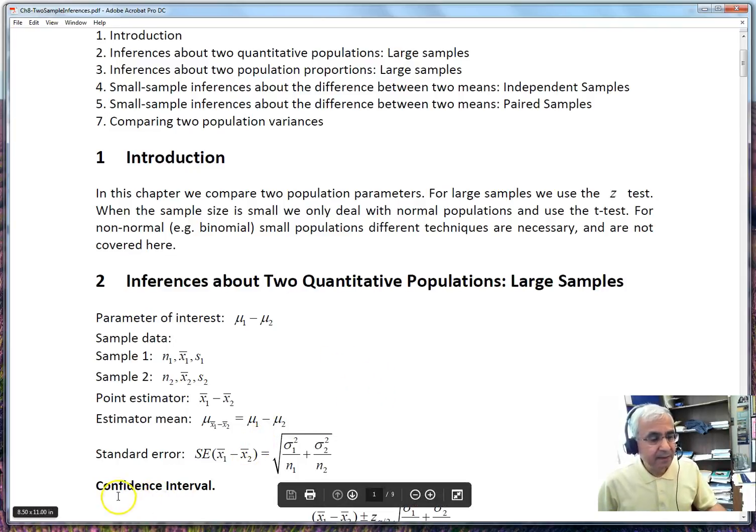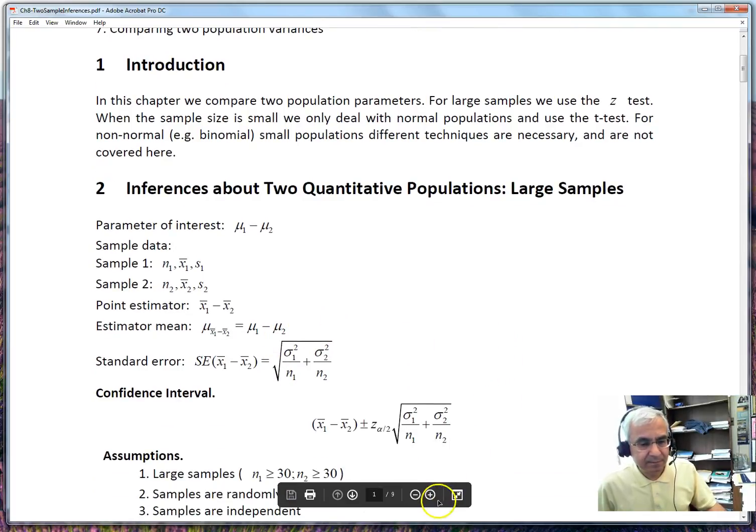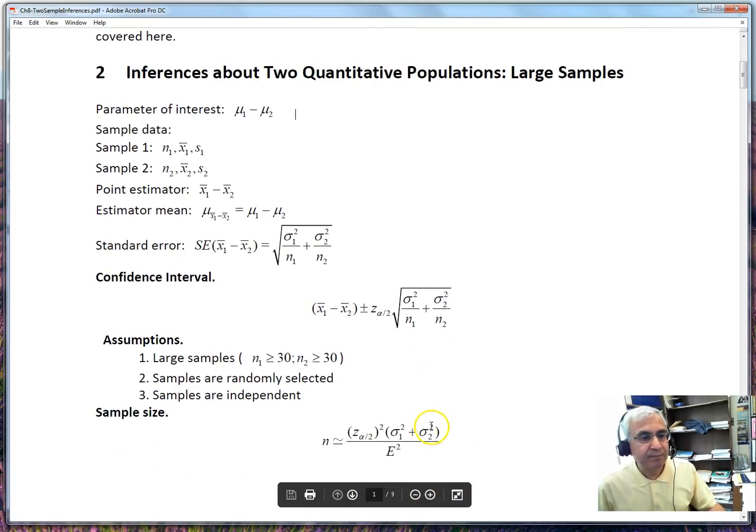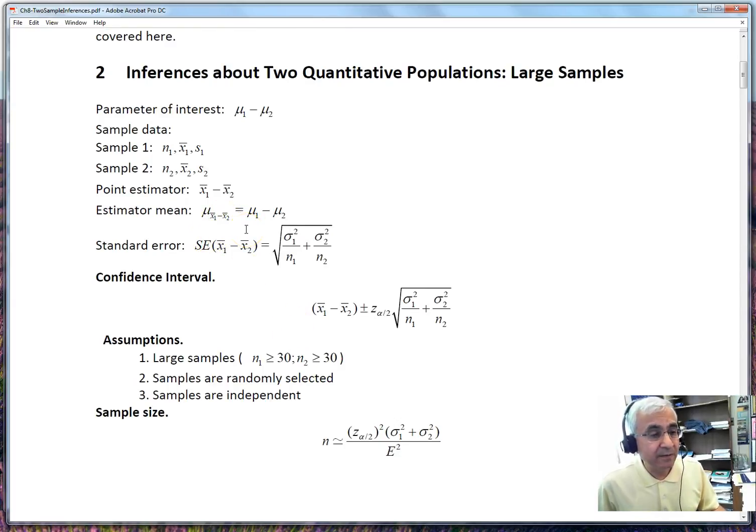Okay? The other thing we want is the standard error, SE, of x bar 1 minus x bar 2, and that turns out to be sigma 1 squared, the population variance of the first population over n1, plus the population variance of the second population over n2. And we take the square root of both of them. So this is the information we need to do inferences.